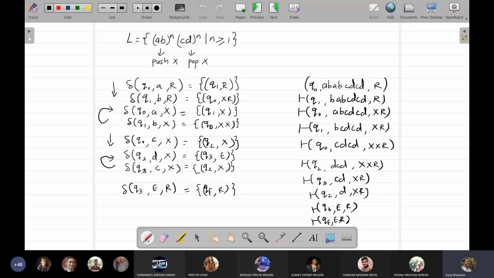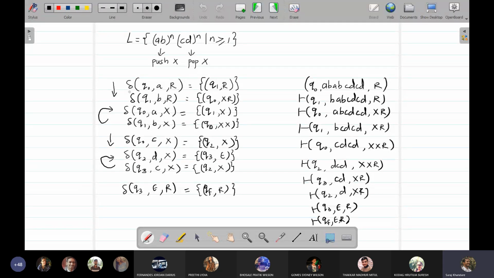So what is the logic for it? For each AB, we push X onto the stack. For each CD, we will pop X out of the stack. So we start with Q0 state. We take 4 different states, Q0, Q1, Q2, and Q3. In Q0, input is A, stack top is R. We don't perform any operation because it is for AB combined. So we keep R as it is, just change the state to Q1 because B will be followed after A.